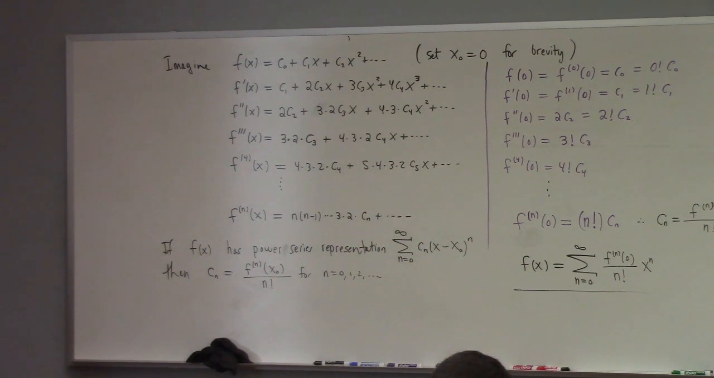I wrote the calculation in purple for 0, but you believe me that we could easily replace all of the x's with x minus x naught to a power, and the same calculation would go through, right? You don't want me to write that out, though, do you? I don't want to write it out. Okay?